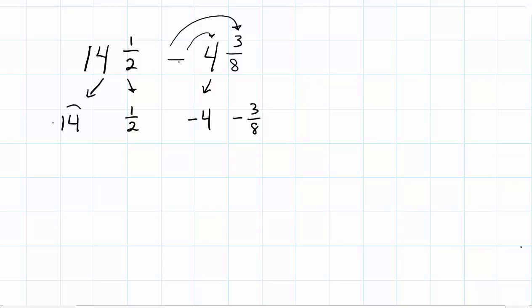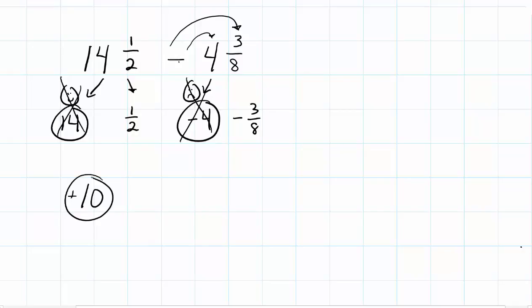Well, let's do the easy stuff first. Let's combine our integers of 14 and -4. 14 positives and 4 negatives, that's going to give me a total of 10 positives. Okay, so now all I have to worry about is taking 1/2 and subtracting 3/8.